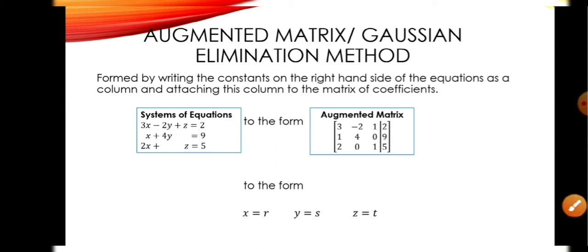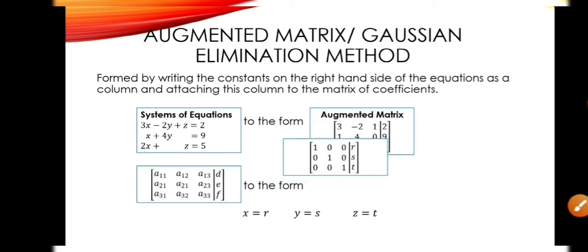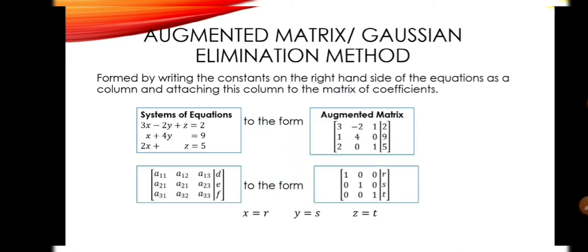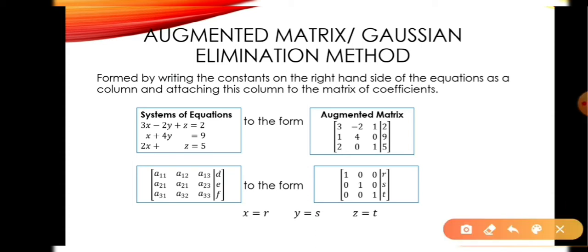In representation, we have a sub 11 to a sub 13, a sub 21 to a sub 23, a sub 31 to a sub 33, to the form 1 0 0, 0 1 0, 0 0 1, or if you still remember, that is the identity matrix 3 by 3. Then x is equal to r, y is equal to s, and z is equal to t.